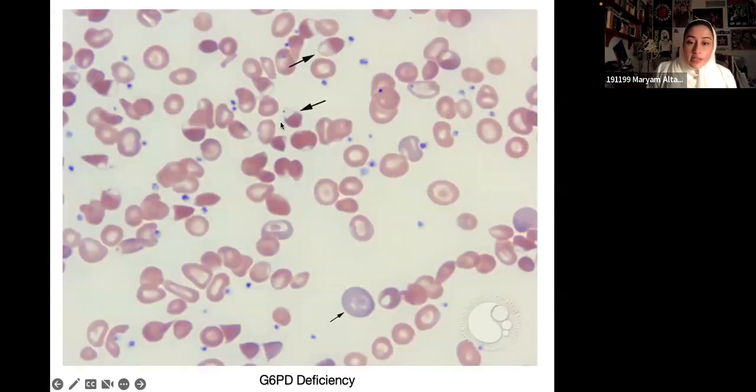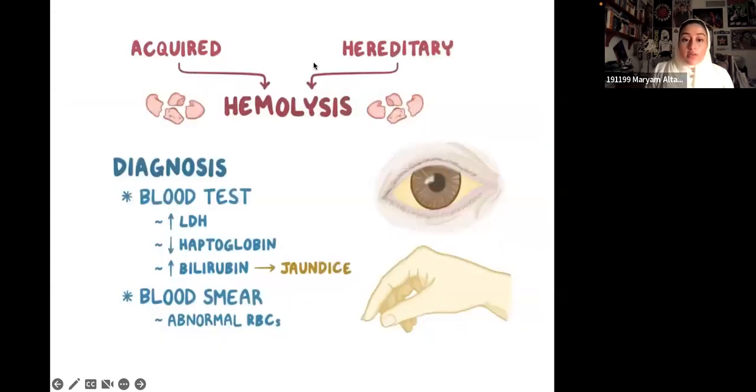Again, you can see the bite cells, you can see these Heinz bodies. Those are the key characteristic features, all right? And this is what you're going to see in hemolysis, whether acquired or hereditary: high LDH, low haptoglobin, which is very high yield.